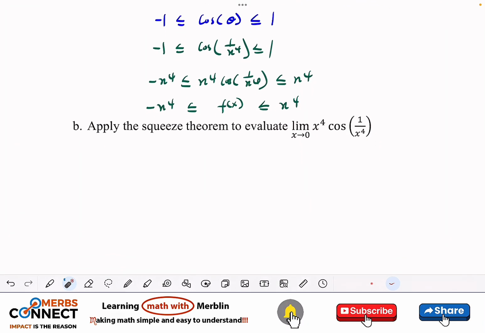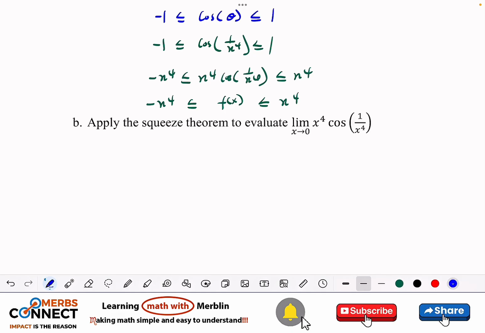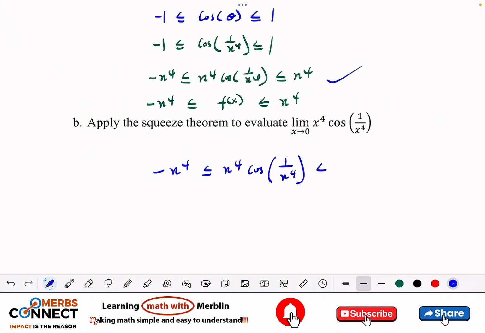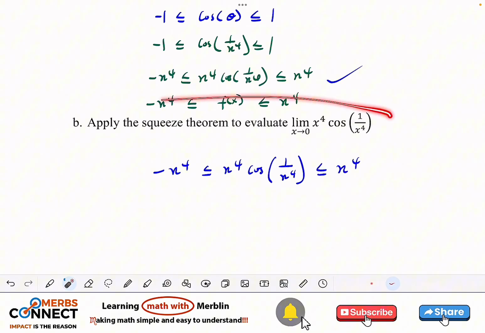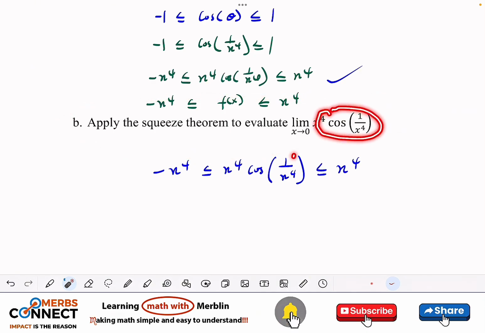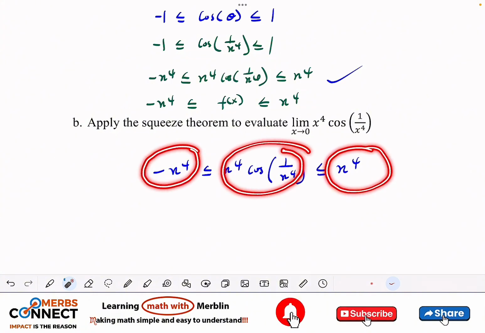Good. So now what we just need to do is pick this one: -x⁴ ≤ x⁴ cos(1/x⁴) ≤ x⁴. When you look at what we are doing, we can see x⁴ and this, the same thing here. The only thing that is missing is the limit as x is approaching 0. So we just need to pick the limit as x approaches 0 on each part.